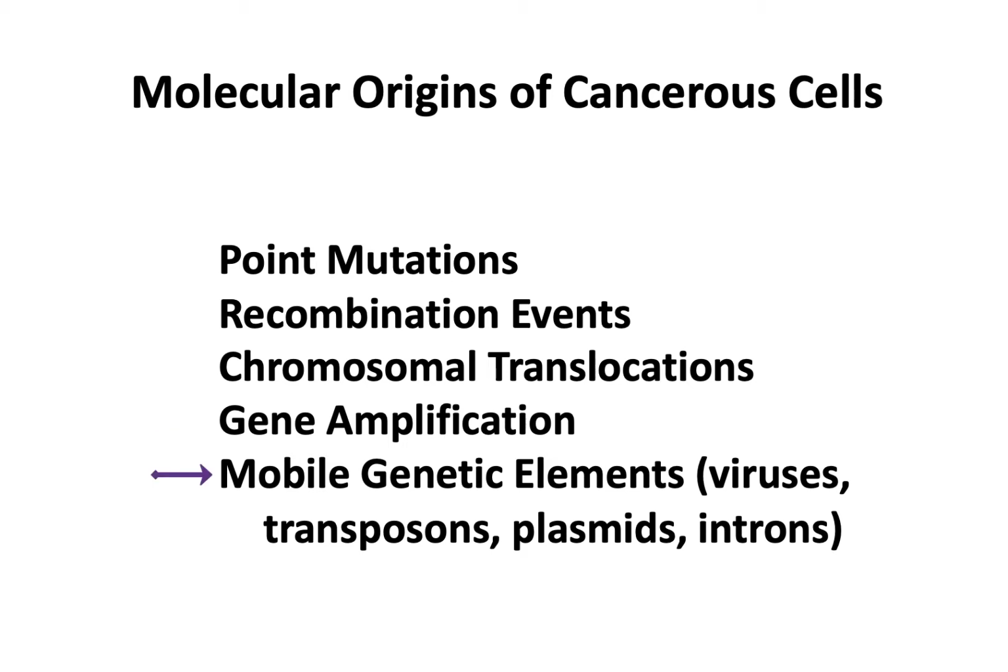And then mobile genetic elements. I talked mainly about viruses, but also transposons, plasmids, and introns can affect tumorigenesis. And then a little bit I talked, and I haven't got it on this list, about how hormones, especially estrogen and prolactin and likely some others, lead to, if not the initiation, then the progression of the cancers.